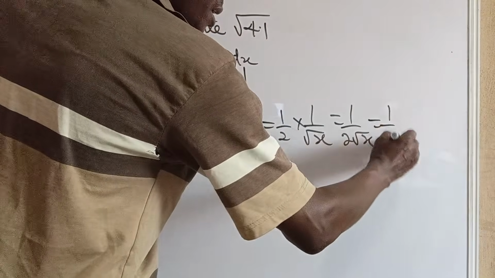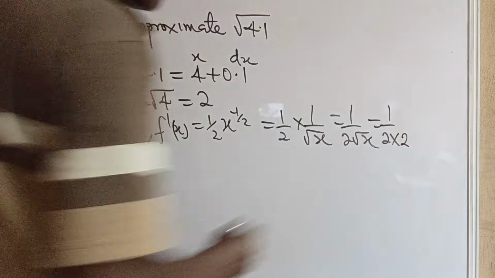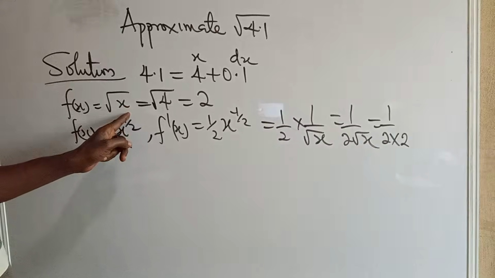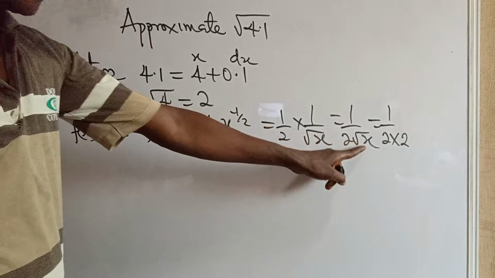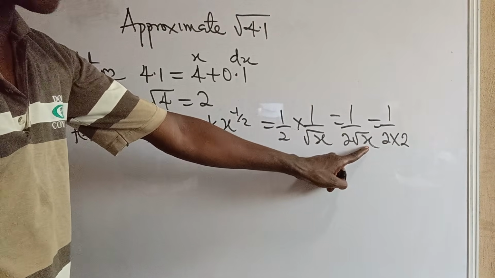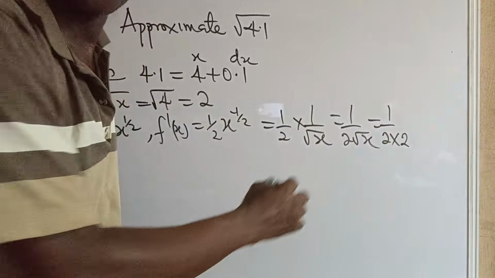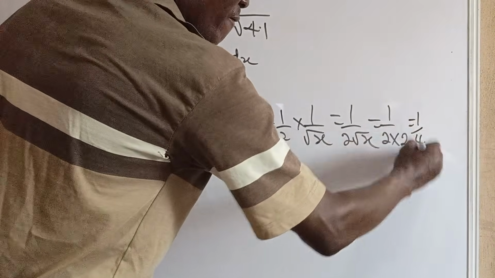Fine. And which is 1 over 2 times what is root x? Our x original is 4. So root of 4 is 2. So that gives us what? This gives us 1 over 4.